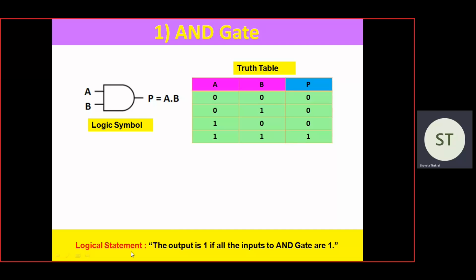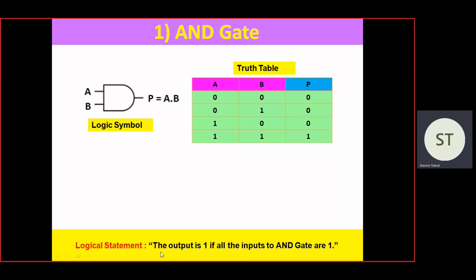And what is the logical statement that defines the logic performed by this particular AND gate? So what is the logic performed by the AND gate? We can see here, if all the inputs to the AND gate are 1, then only the output is 1. In the rest of the cases, if any of the inputs is 0, like here this is 0, here this is 0, here both are 0, so if any of the inputs is 0 or all the inputs are 0, then the output will be 0.